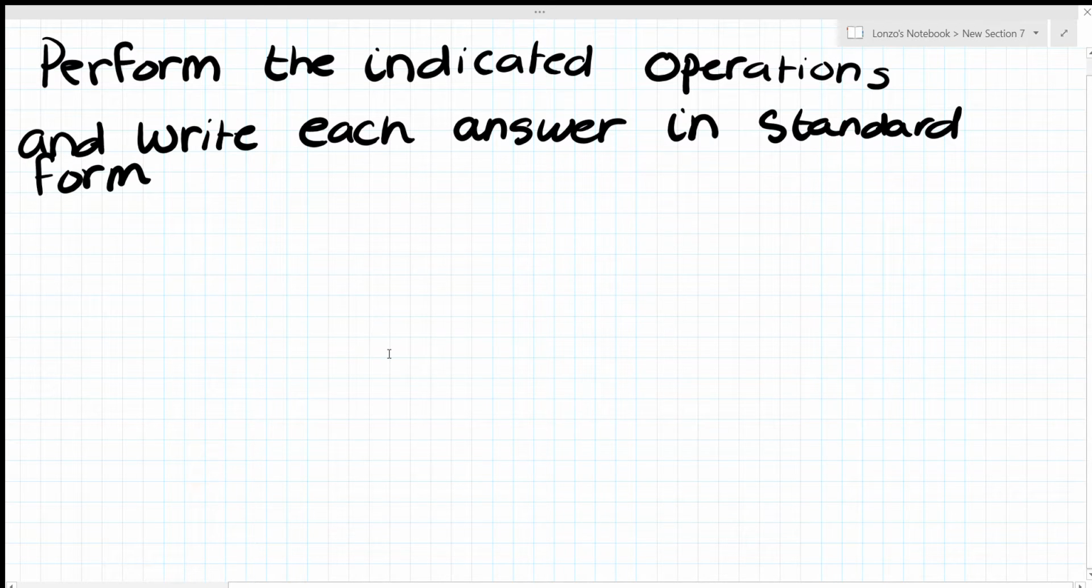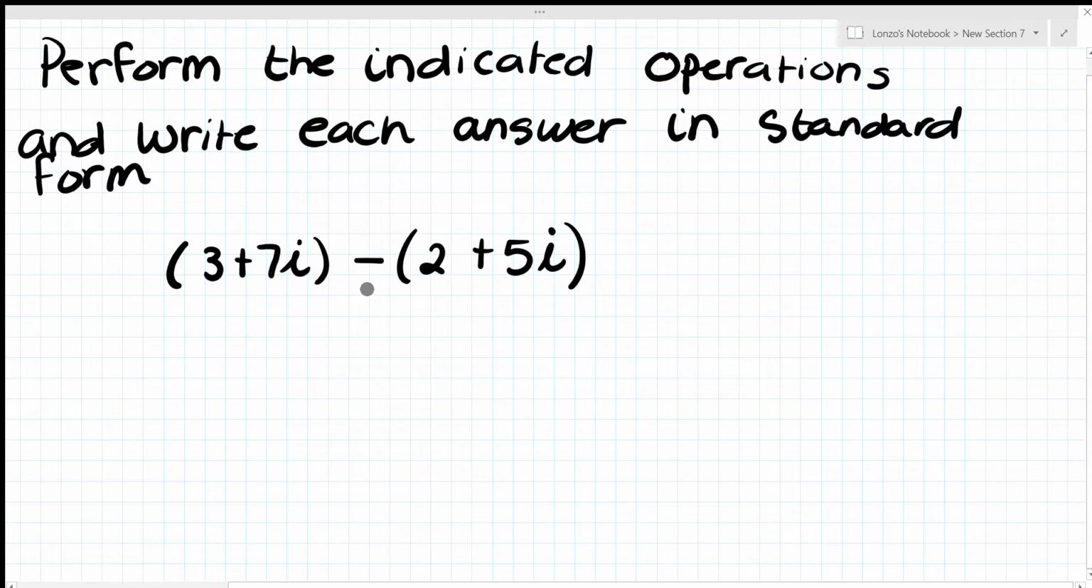So let's do this one. So let's say we have 3 plus 7i minus 2 plus 5i. So we've got to perform the subtraction. First I'm going to FOIL out this negative. So that's going to be negative 2. This is going to be negative 5i. Then bring this down. So it's 3 plus 7i.